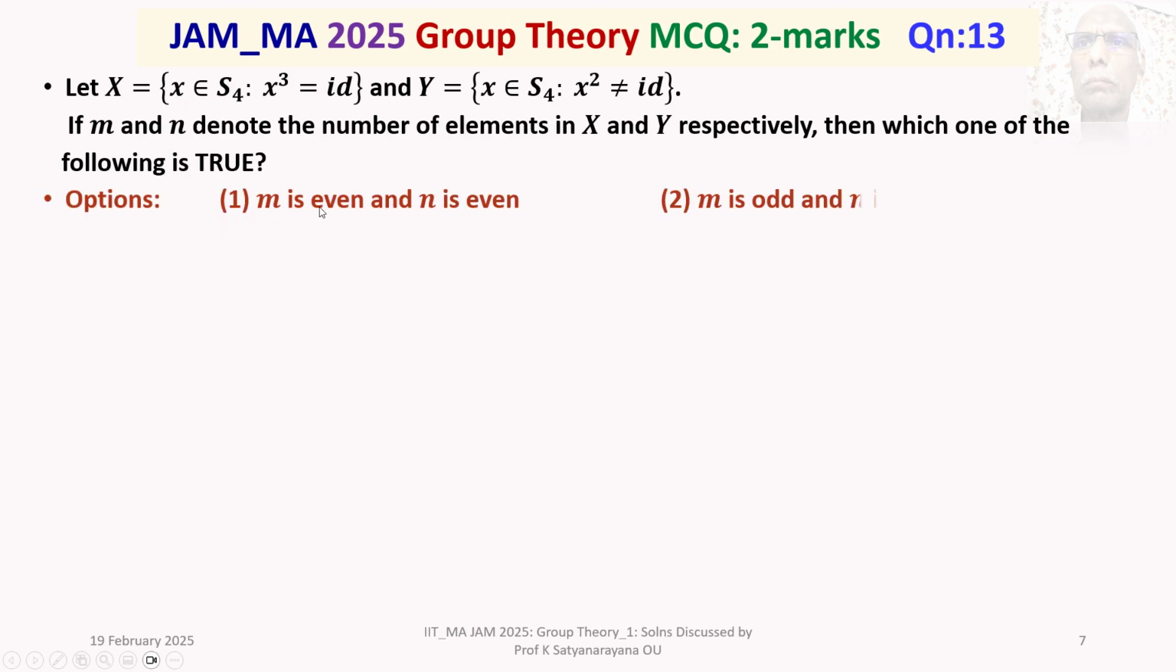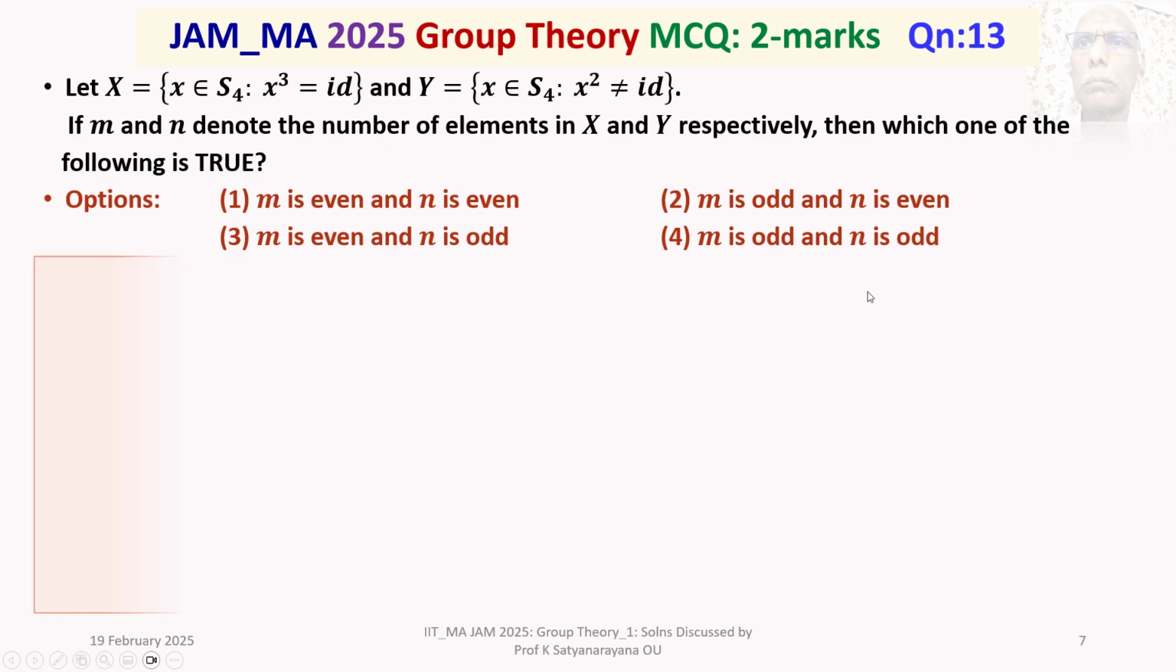Option 1, M is even and N is even. Option 2, M is odd and N is even. Option 3, M is even and N is odd. Option 4, M is odd and N is odd. Right. Let's now discuss the solution of the problem in detail.